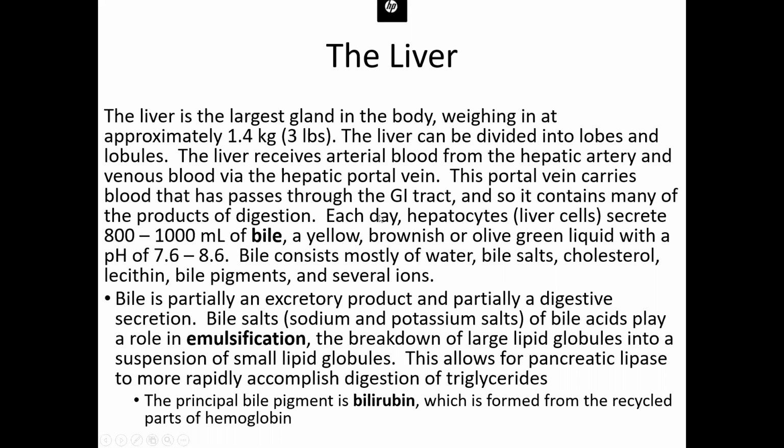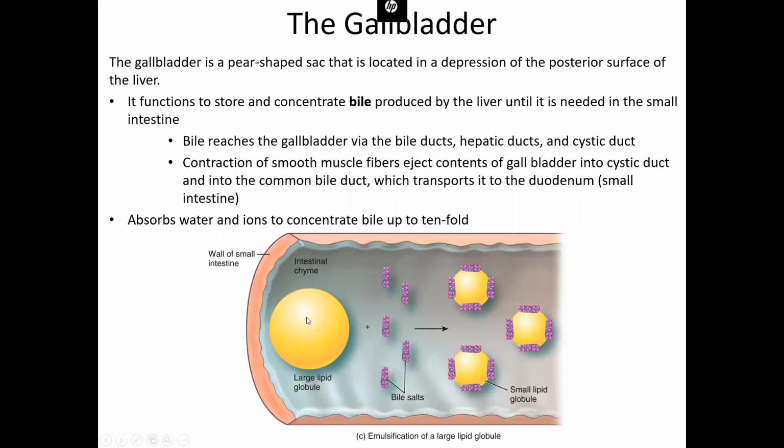Emulsification, I can just best show you with this picture, is another form of mechanical digestion where we take fat globules that are very big and we break them down into smaller fat globules. And we have to do this because, as you guys remember from when we first learned about fats, fats and water don't get along.